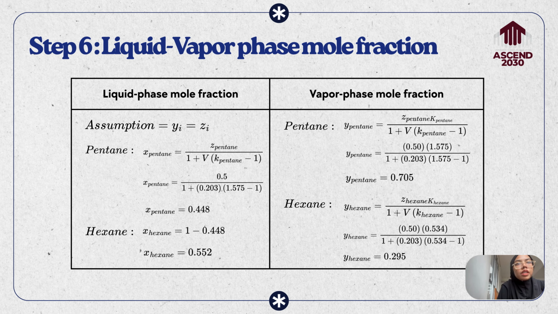For the vapor phase mole fraction, we use the same formula, but for Y pentane, the Z pentane needs to be multiplied by K pentane, divided by 1 plus V times (K pentane minus 1). Then we substitute the values, and we got 0.705 for Y pentane. For hexane we use the same formula as well. After substituting the values, we got Y hexane 0.295.